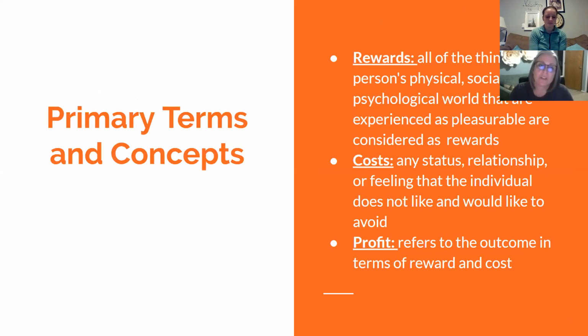Okay, the primary terms and concepts are first rewards. All of the things in a person's physical, social, and psychological world that are experienced as pleasurable are considered as rewards. Another is costs. Any status, relationship, or feeling that the individual does not like and would like to avoid. Profit refers to the outcome in terms of reward and cost.